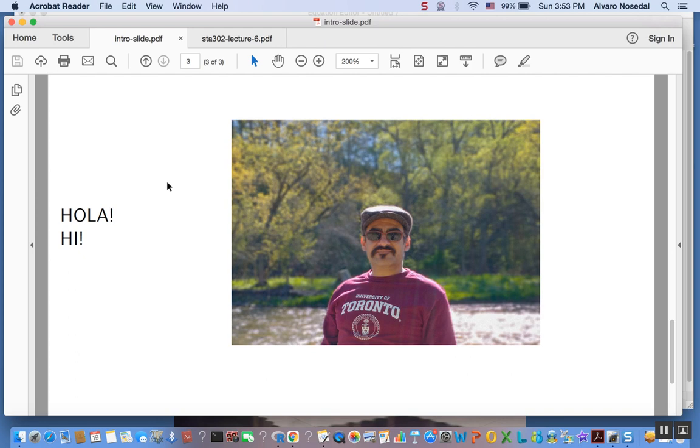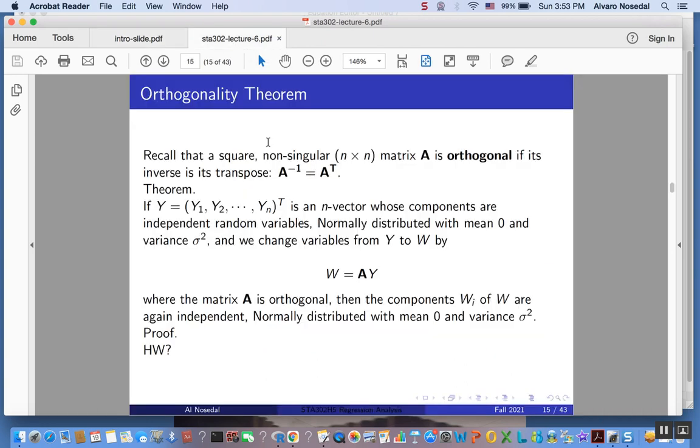First, let me state the theorem. If we go to our lecture notes, you'll find it there, the orthogonality theorem. Before we state the theorem, let me remind you that an orthogonal matrix is a matrix such that A inverse equals A transpose. Now, let's talk about the statement of the theorem.